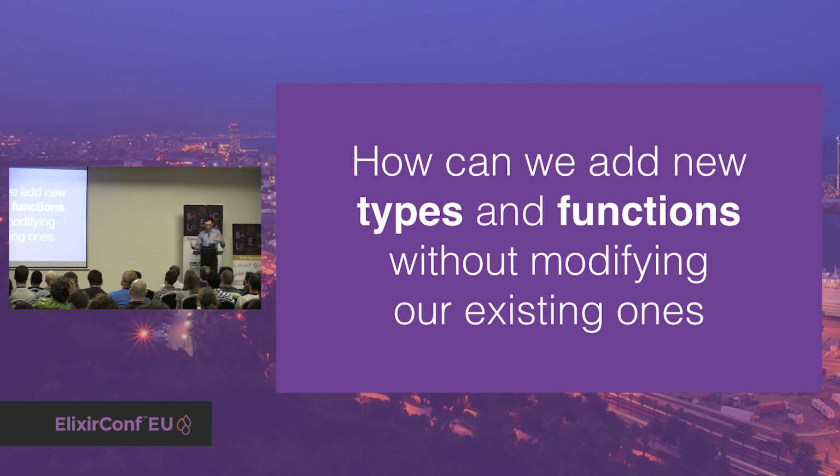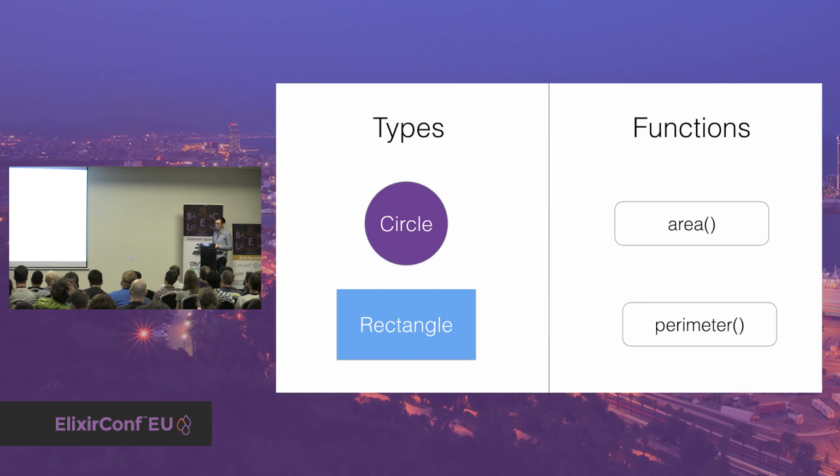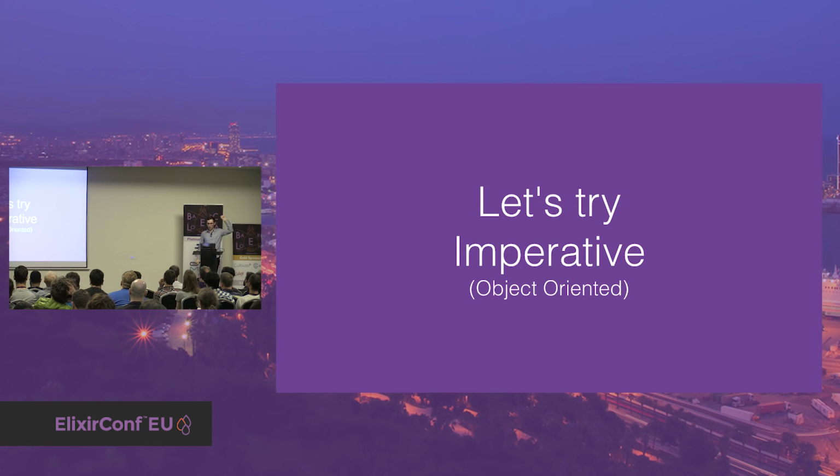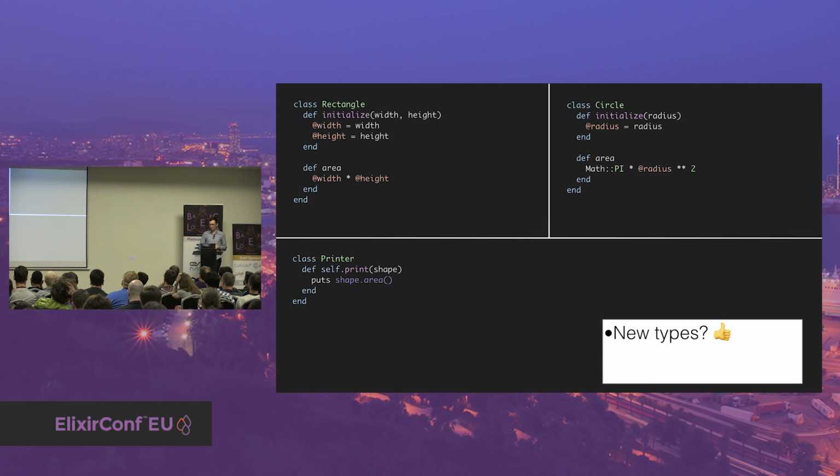To explain this, I'm going to walk through a simple example. We're going to use a couple of very simple types representing shapes, and we're going to talk about functions that can apply to these shapes, so calculating area and perimeter, for example. First, let's try an imperative style, like an object-oriented style. These examples are going to be in Ruby, but if you're familiar with Java or JavaScript or PHP, this should make sense.